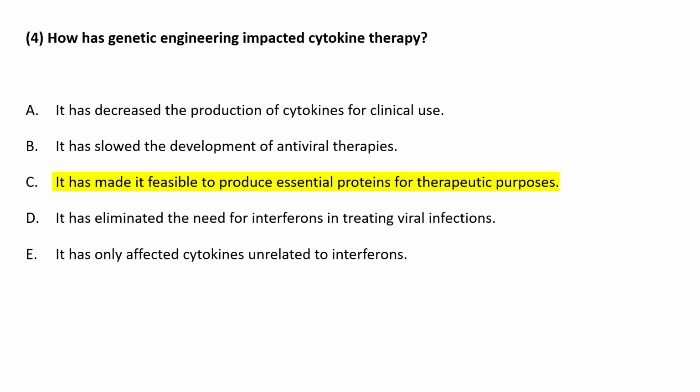So, cytokine therapy is basically used to treat various conditions, including cancer, autoimmune disease, and viral infection. And the production of cytokines for medical use has been made possible by genetic engineering, majorly recombinant DNA technology. This genetic engineering has made it feasible to produce essential proteins for therapeutic purposes. We can mass produce these therapeutic proteins in higher quantities by using this genetic engineering.